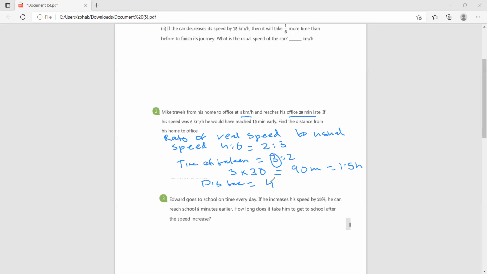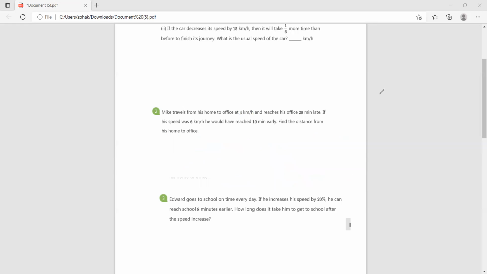So it was just going to be 4. Remember, the 4 is the speed, and then if we multiply that by the time, that's just going to give us 6 kilometers. Okay, so that would be our answer for this second question. Let's get straight on to number 3 now.